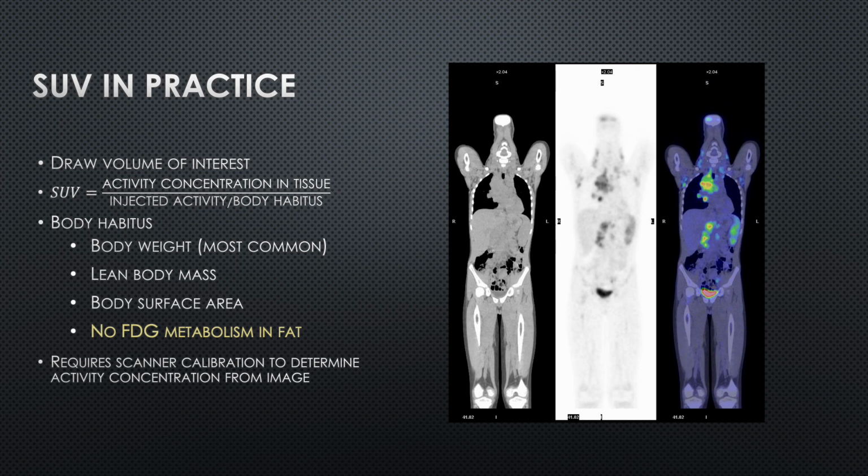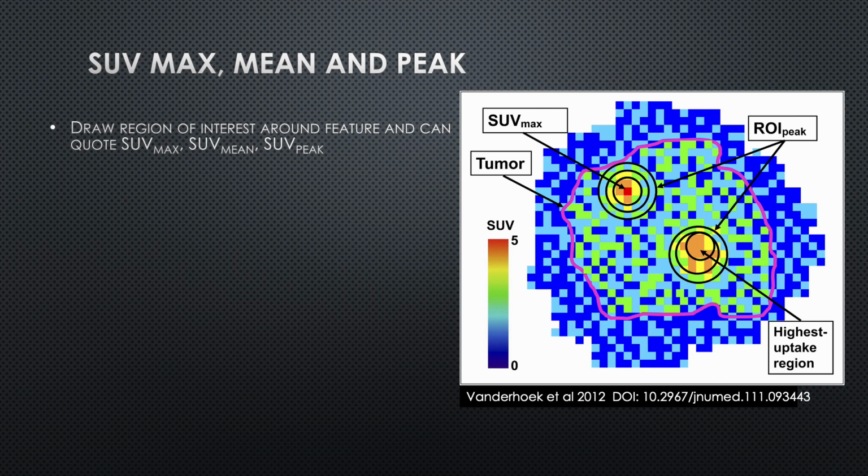So as we've said, what we need here to get this SUV is to measure the activity concentration in tissue. We require the scanner to be calibrated to determine the activity concentration from the actual image. So once we've drawn the region of interest around the feature that we're interested in, we can quote the SUV max, the SUV mean, or the SUV peak, and I point you towards the figure on the right here.